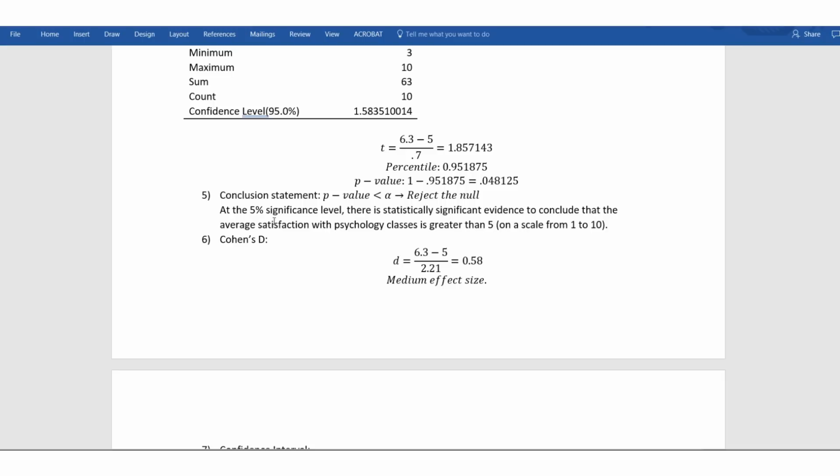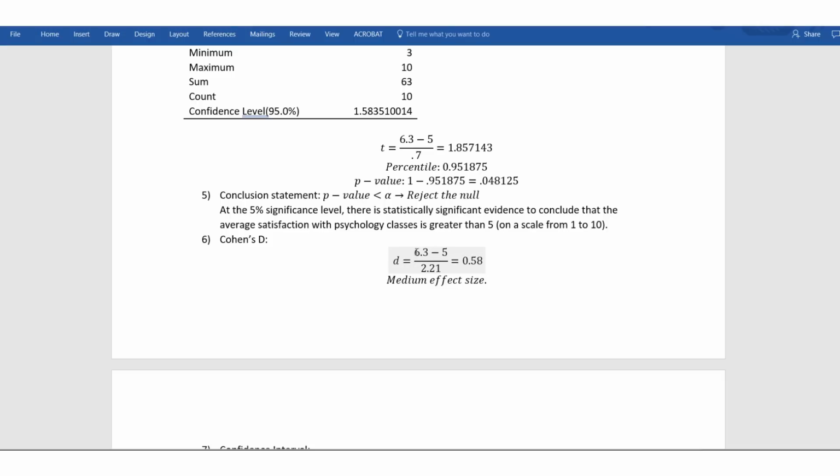And so here's our sentence. At the 5% significance level, there is statistically significant evidence to conclude that the average satisfaction with psychology classes is greater than 5. Alright, so that's your answer. If you have a not equal to hypothesis, you might want to specify which way it is. Alright, let's move on to Cohen's D.